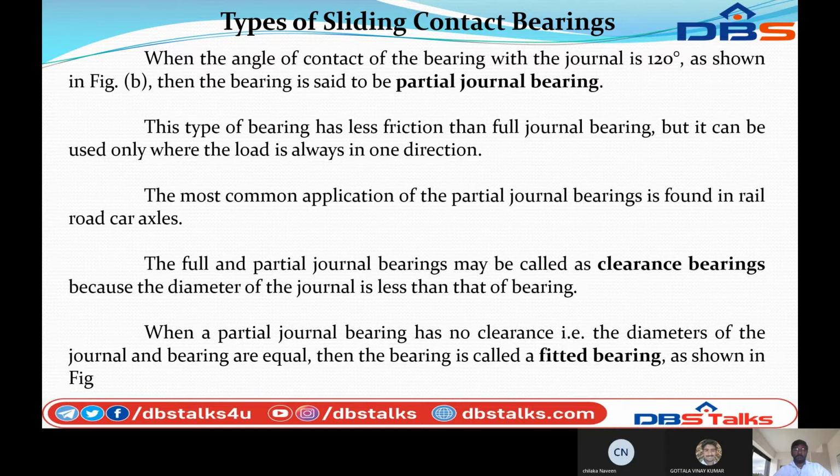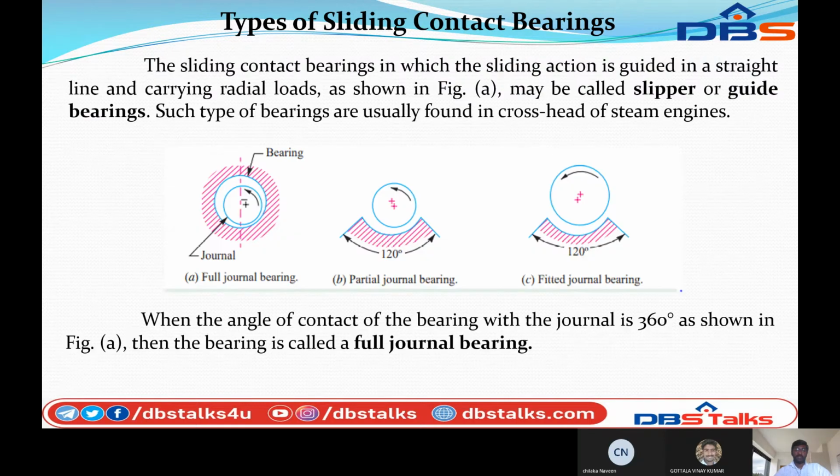The full and partial journal bearings may be called clearance bearings because the diameter of the journal is less than that of the bearing. When a partial journal bearing has no clearance, that is, the diameter of the journal and the bearing are equal, then the bearing is called a fitted bearing. As shown in the figure, this is a fitted journal bearing.